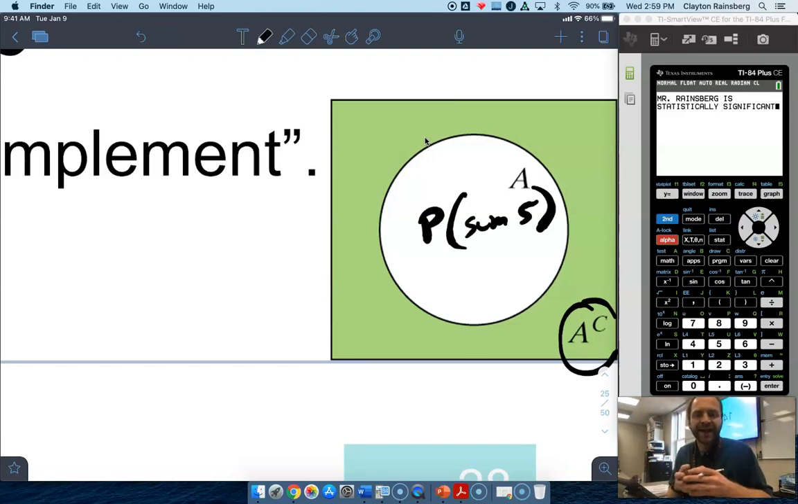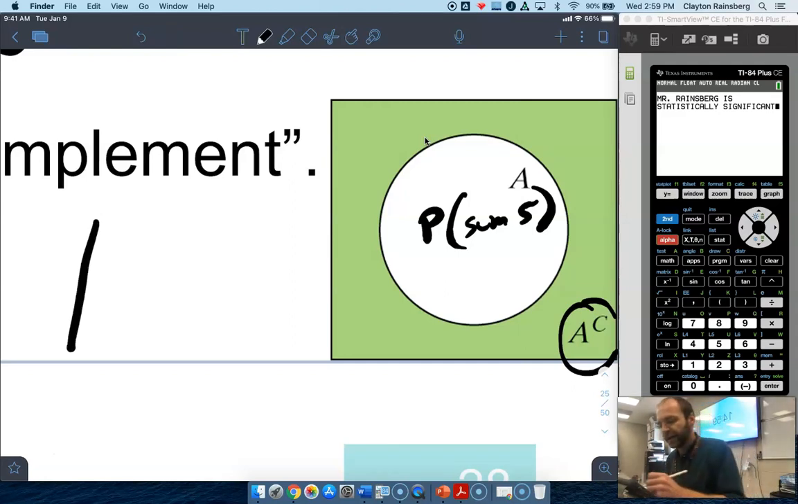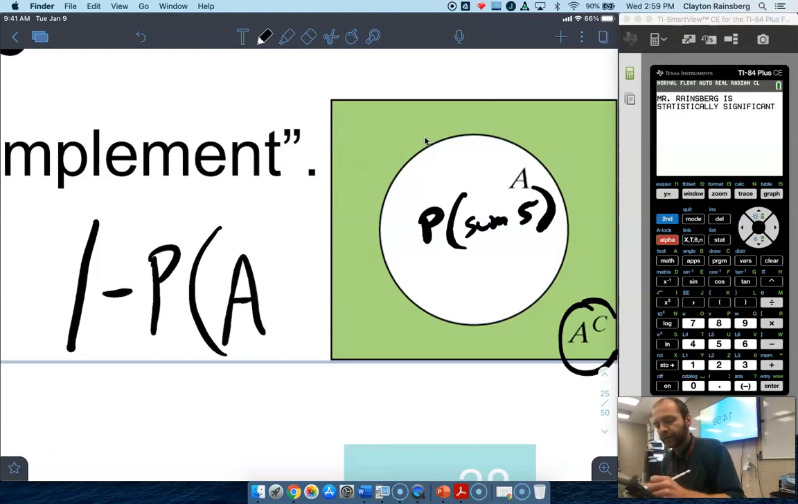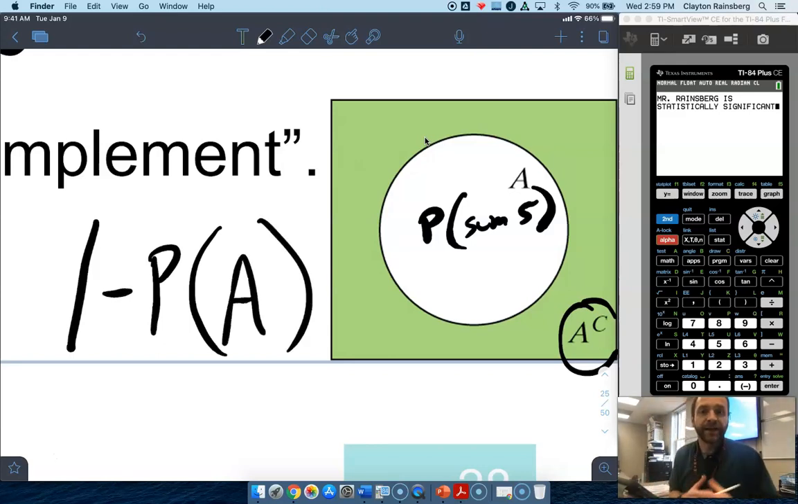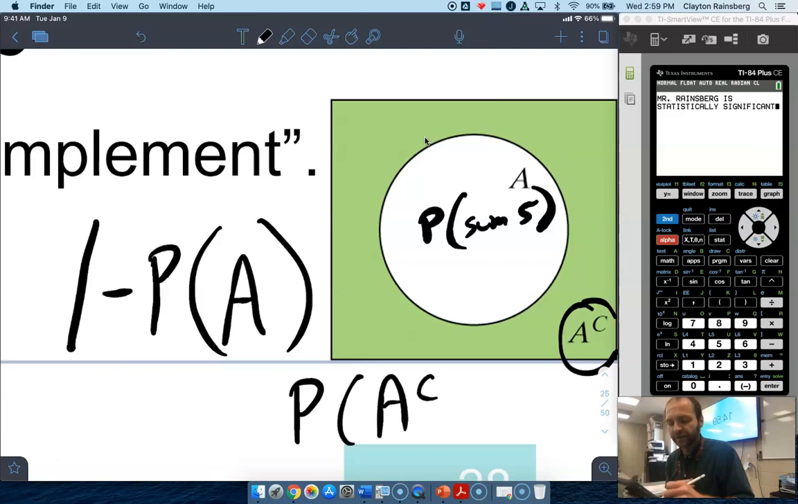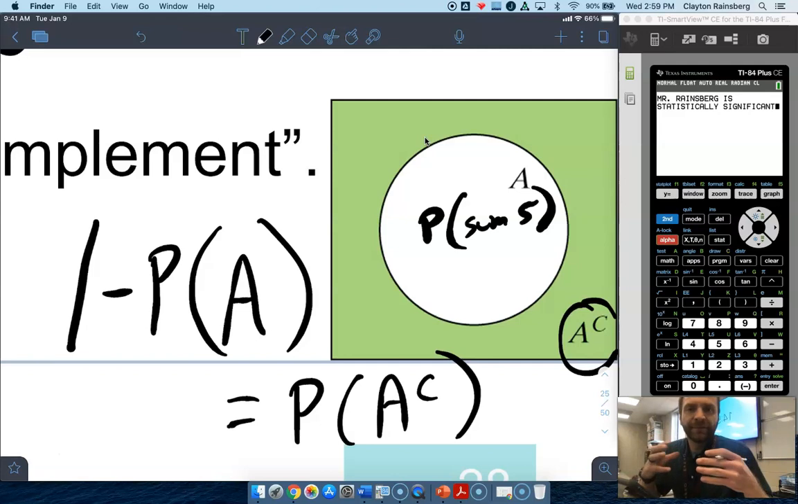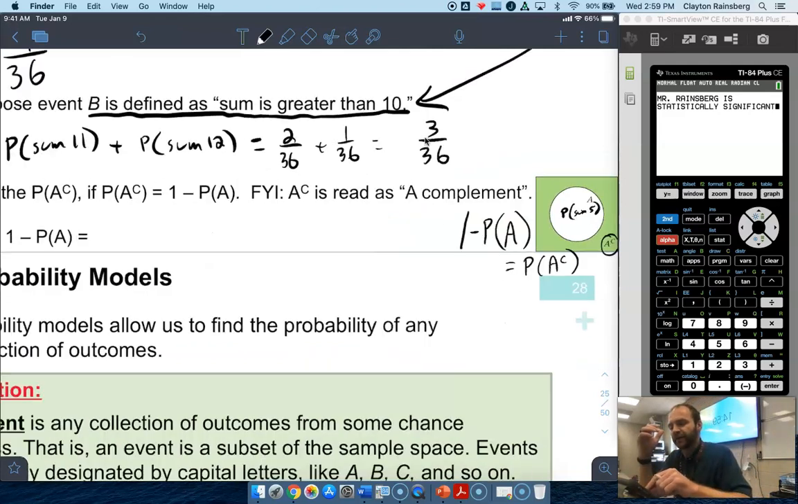So instead of adding up all those numbers, what I can do is realize I can take the whole probability of 1 and just subtract the white space. Subtract the sum of 5. If I do that, that would give me the probability of just the complement itself. That's what the complement is. It's the opposite of it occurring.